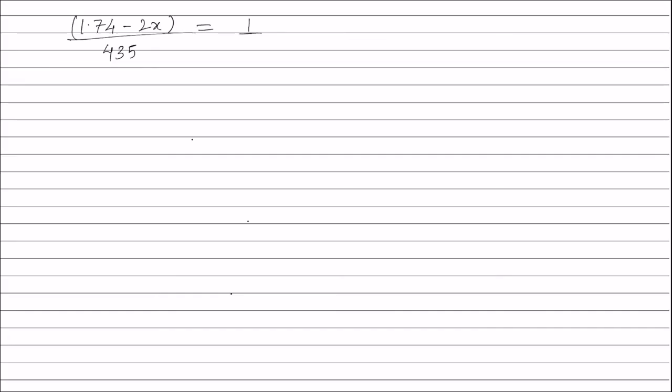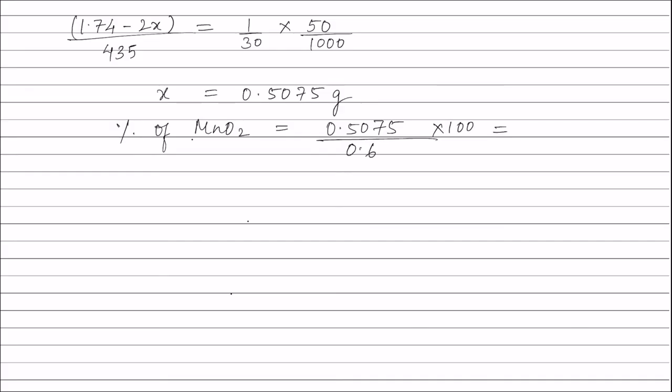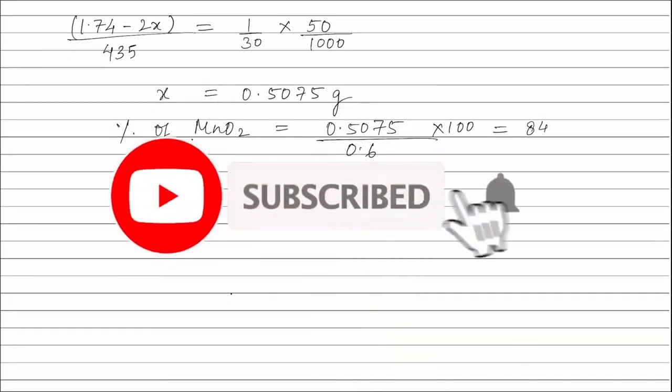Normality of KMnO4 is 1 by 30 into volume of KMnO4 solution in liters, that is 50 divided by 1000 liters. Solving this, the value of x is equal to 0.5075 grams. Therefore, percentage of MnO2 is equal to 0.5075 grams divided by 0.6 grams into 100, and this is equal to 84.58%.